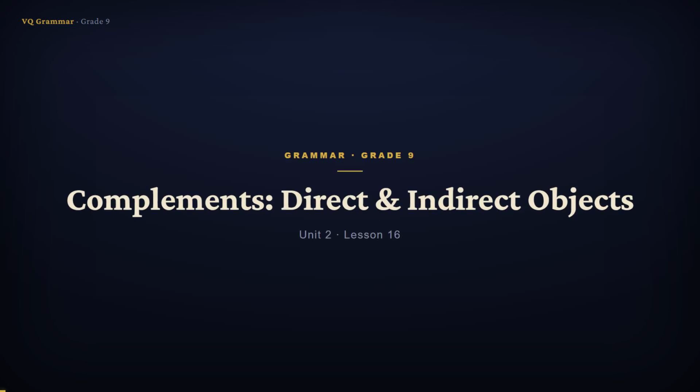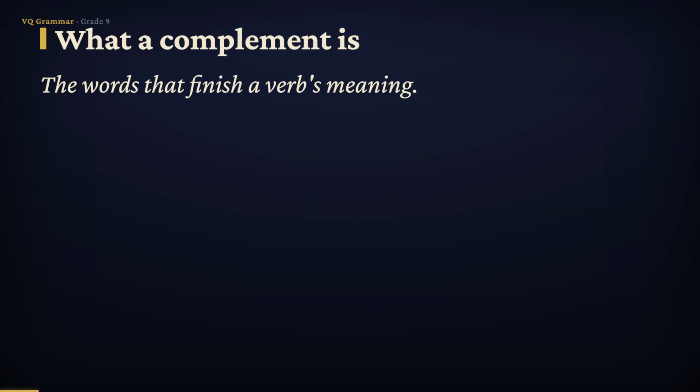This is Unit 2, Lesson 16, and today we're talking about complements, the words that finish what a verb starts. We'll focus on two of them, the direct object and the indirect object. And by the end, you'll be able to spot each one and tell them apart with a couple of simple questions. Let's dig in. Before we name the types, let's understand the big idea.